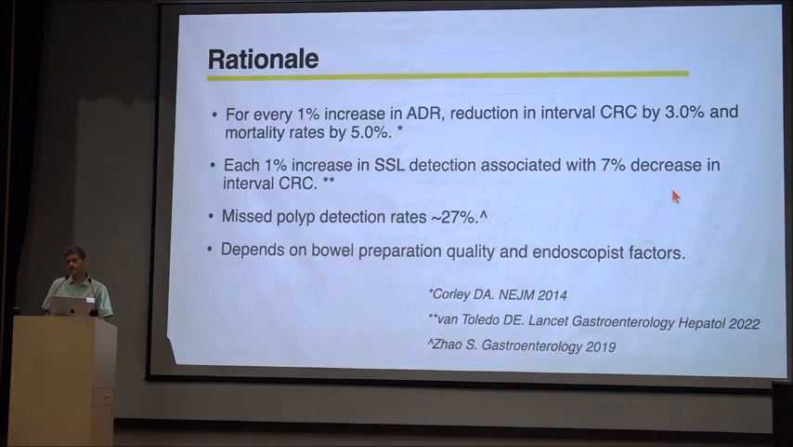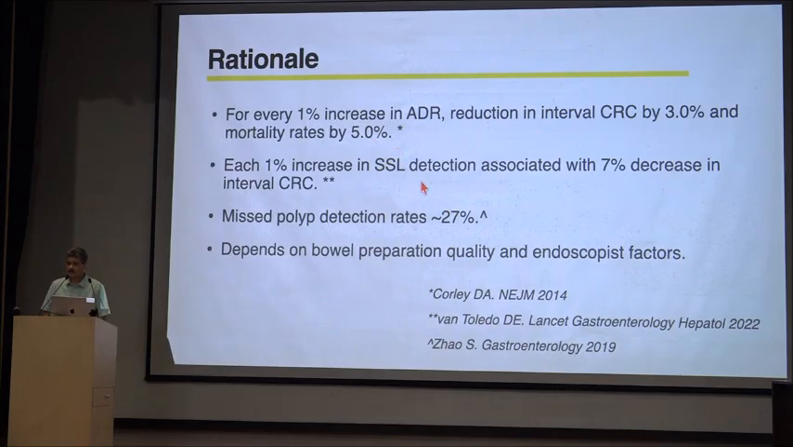The rationale for using AI in colorectal cancer is the following. This is based on a landmark paper by Corley in NEJM 2014, and I'll request all of you to read it, where he showed that for every 1% increase in adenoma detection rate, or ADR, there was a reduction in interval colorectal cancer by 3% and mortality rate by 5%.